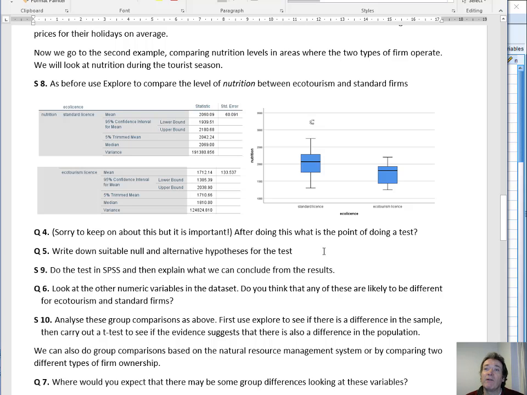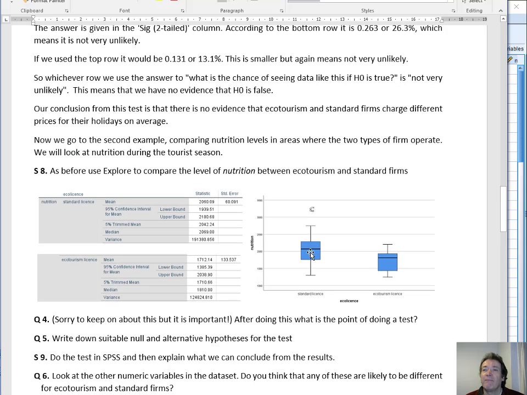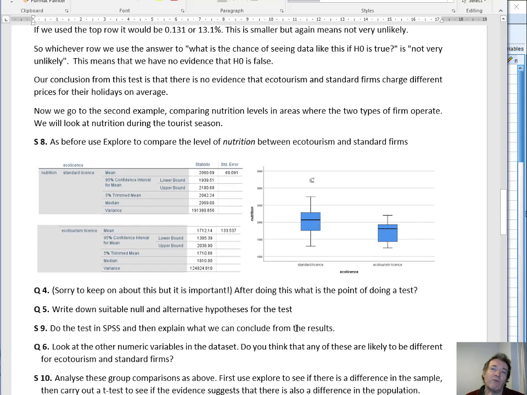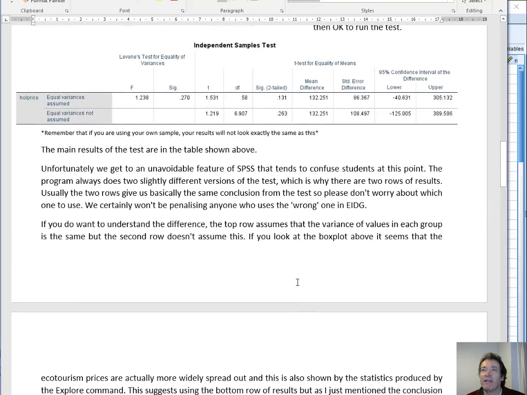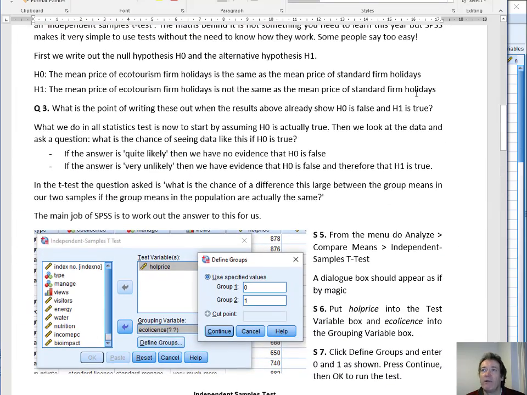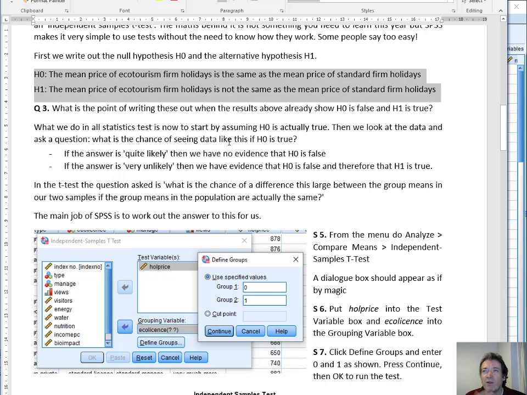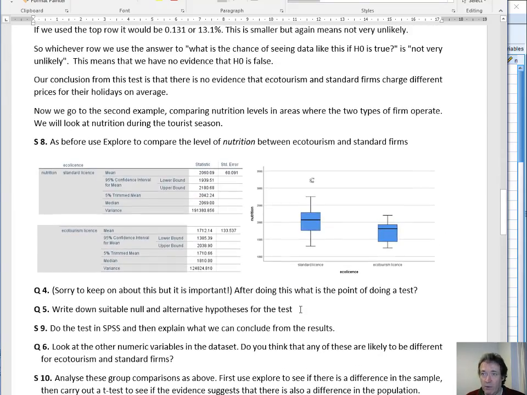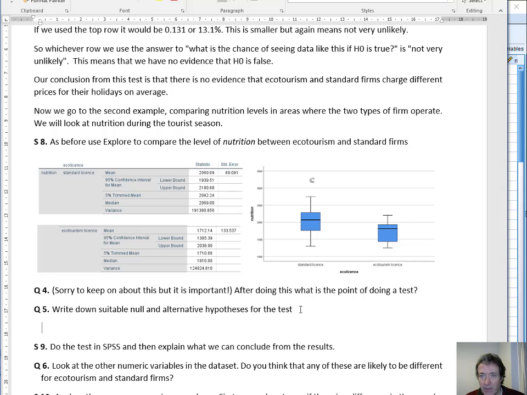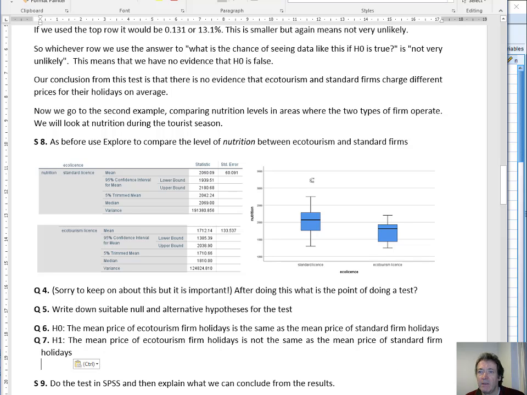Write down suitable null and alternative hypotheses for the test. Now, two things. When you write down null and alternative hypotheses for the test, you shouldn't be lazy. You should write them accurately and completely. On the other hand, there are some arguments in favour of laziness, which is that if you've already written one thing out exactly, why would you do it again? It's also a good idea to keep things comparable. So if I just grab those two that we've had before, paste them in here, and just change mean price to nutrition.